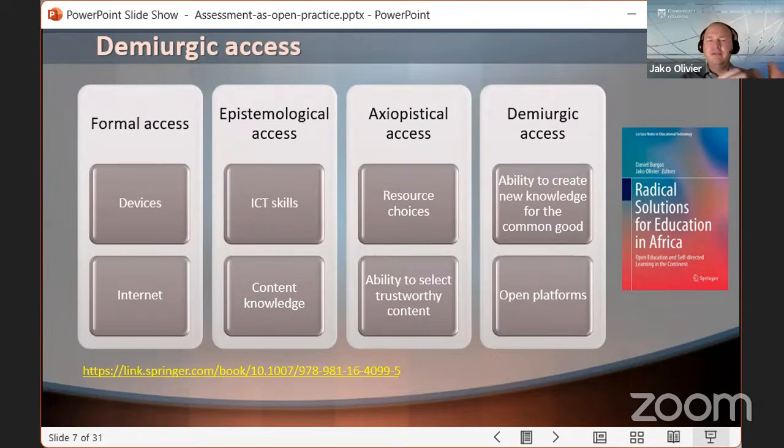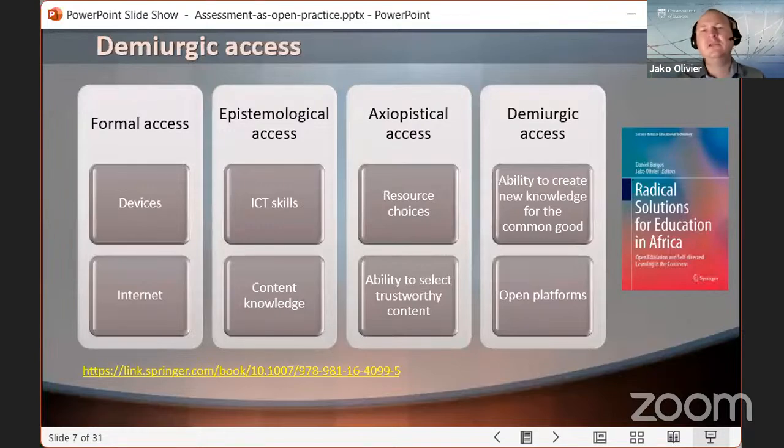But apart from having devices or having access to a school, having access to a teacher, that formal access, there's also that level of being able to understand. And finally, also being able to select resources. But more importantly for me, is getting to a point where students actually have what I term there as demiurgic access, being able to create new knowledge for the common good.